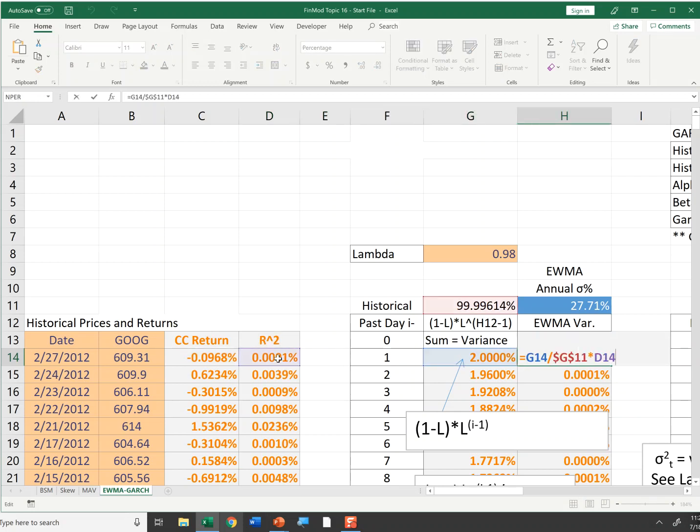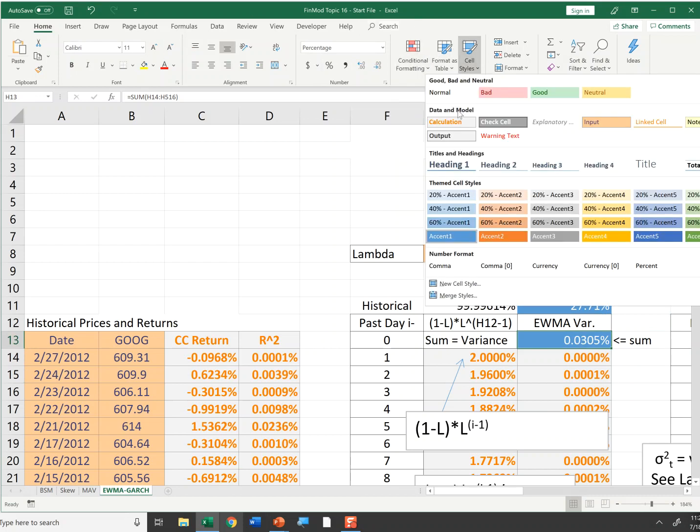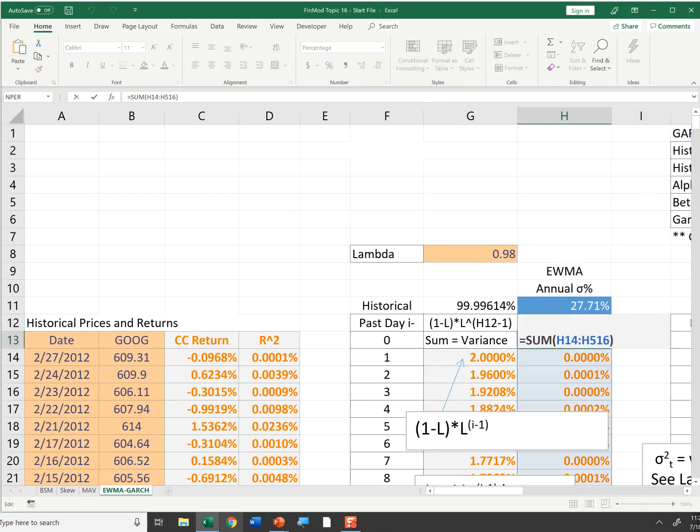So what this is, I'm weighting the squared returns by 2 over 99. And then I'm weighting the prior day's squared return by 1.96 over 99, and so on. So these are the weights times these squared returns. If I sum that up, that entire column, that's going to be my weighted average squared deviation from the mean, or my weighted average squared return. That is my EWMA variance.